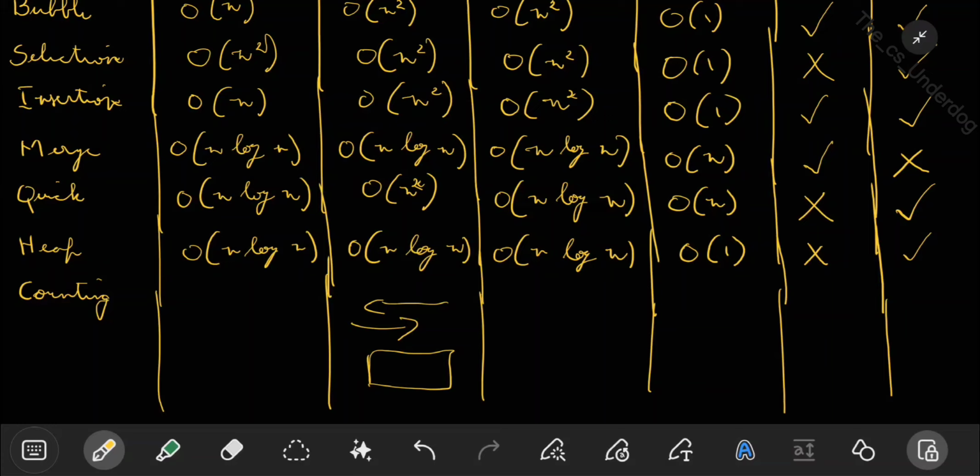So this is how we did counting sort, and it is a non-comparison based sorting. This is important. You don't actually compare elements in between while doing counting sort. What about the time complexities?